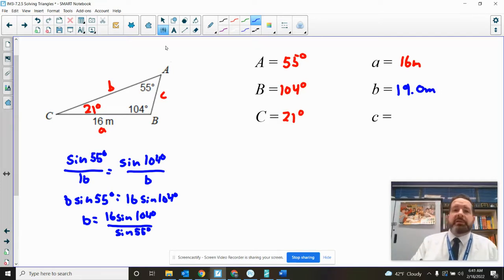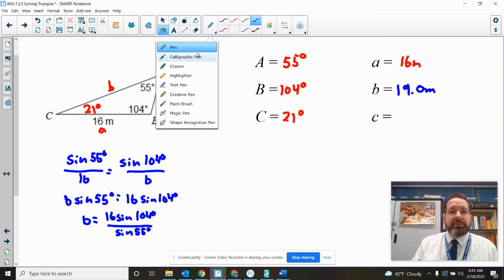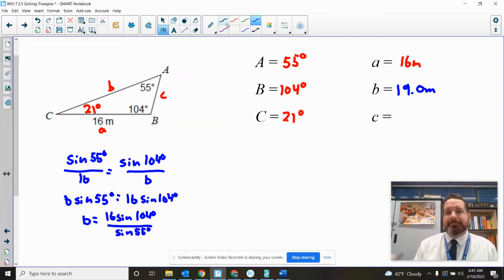Now, when it comes to using our measures here to determine side C, now we have choices. You could use this pair of opposites to set up a new law of sines, or this pair of opposites. The top one is better. And the top one is better because these numbers aren't rounded. These are the exact numbers we had to start with. If I use the rounded 19, that's going to be a problem. So let's set up a new one.